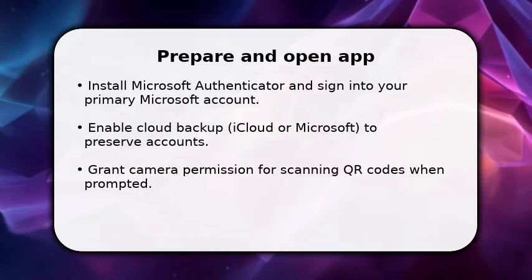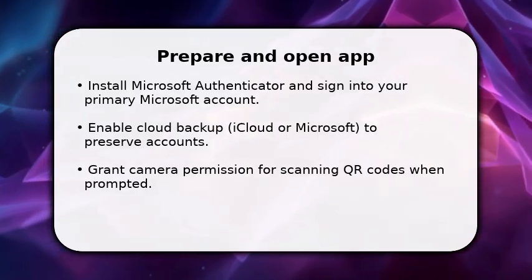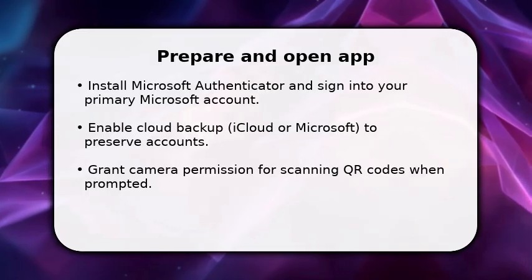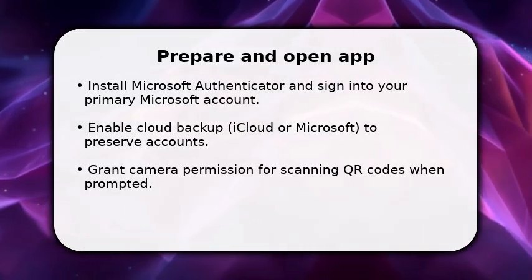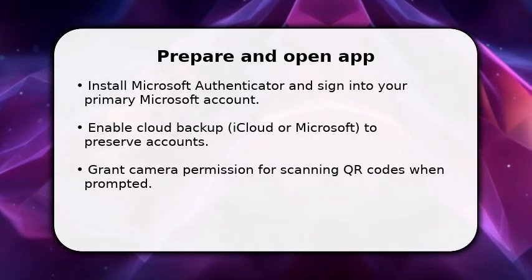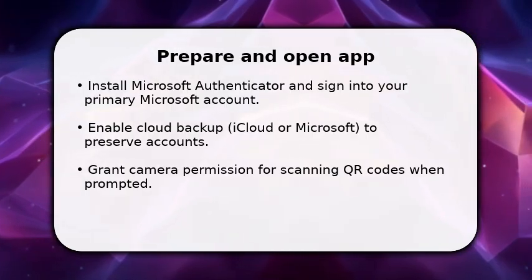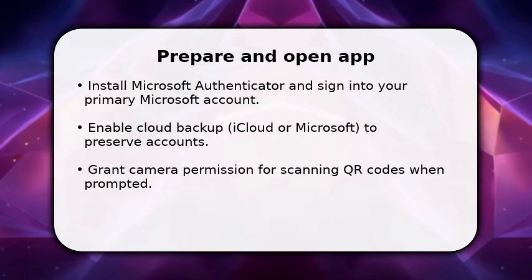Next, grant the app camera permission. This lets you scan setup QR codes. Now tap the plus icon to add an account and choose the account type. This sequence prevents lost tokens and speeds setup. Because scanning is faster than manual codes and backup ensures you can restore tokens.